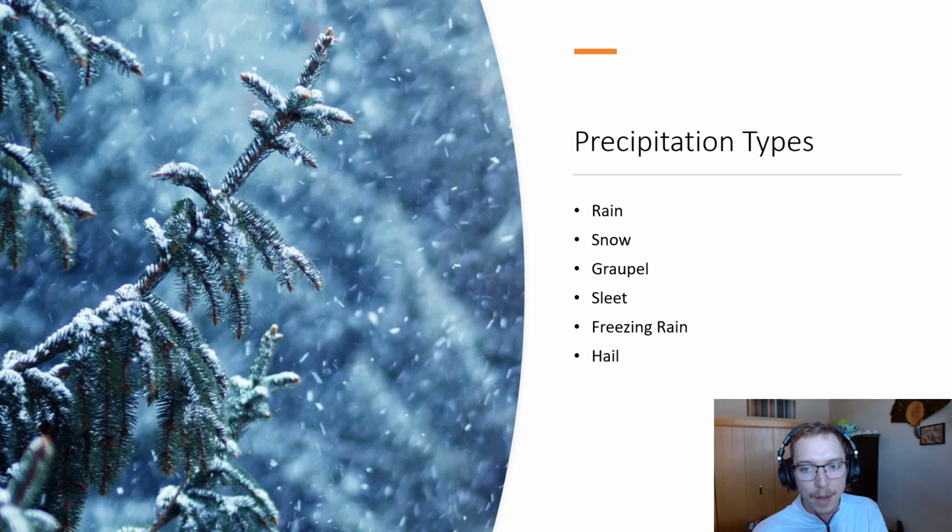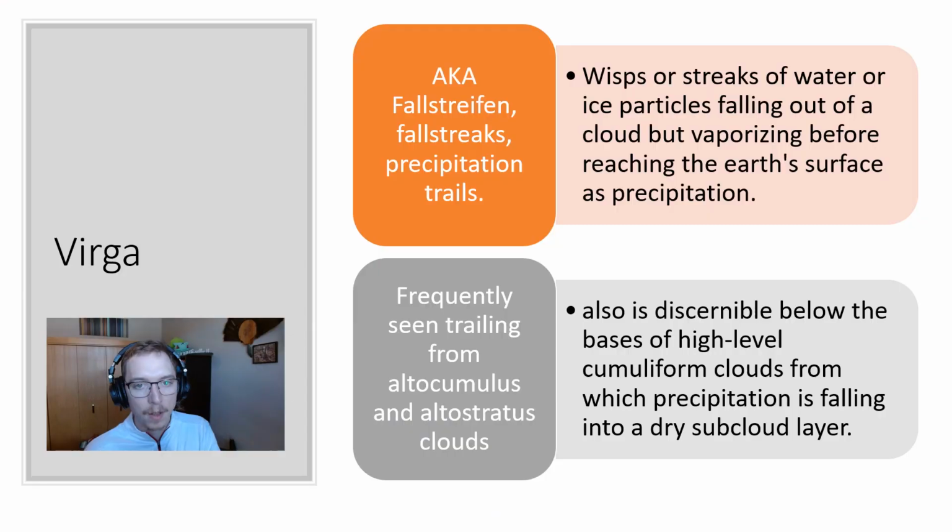And the last one we're going to talk about is virga. So we also call this fall streifen, fall streaks, or precipitation trails. They're basically wisps or streaks of water or ice particles falling out of the cloud but vaporizing before they reach the Earth's surface. Typically, you see this as a hooked form in which the streaks descend nearly vertically just under the precipitation source, but appear to be almost horizontal at their lower extremities. Such curvature of virga can be produced by strong vertical wind shear, but ordinarily from the fact that droplet or crystal vaporization decreases the particle's terminal fall velocity.